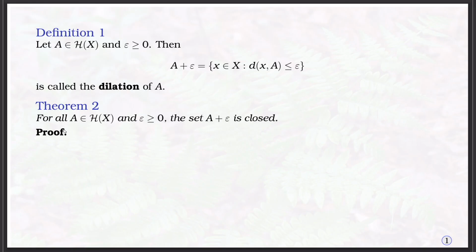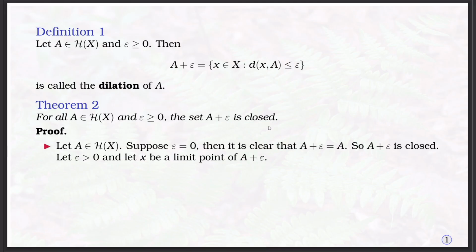First, we need to prove that for all A belonging to H of X, that means if you are taking any element in the hyperspace of X and for any epsilon greater than 0, the set A plus epsilon is closed. This we are going to prove now. We already know that H of X is a metric space. Now, let A belong to H of X, we can take any element in H of X.